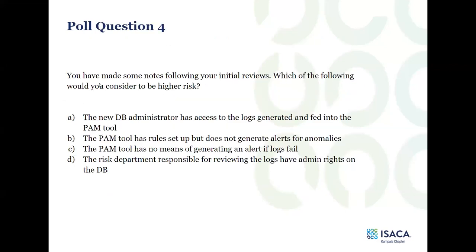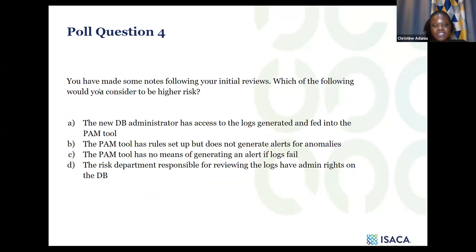Okay. So question four, you've made some notes following your initial reviews. Which of the following would you consider to be a higher risk? So here you're performing a risk assessment of sorts. One, the new DB administrator has access to the logs generated and fed into the PAM tool. Then the PAM tool has rules set up but does not generate alerts for anomalies. The PAM tool has no means of generating an alert if the logs fail.